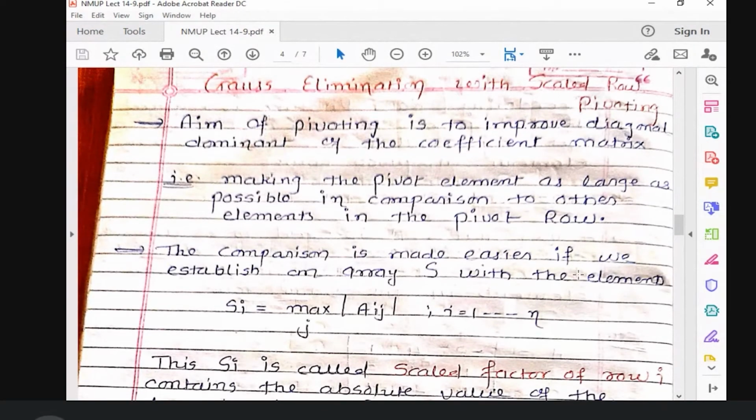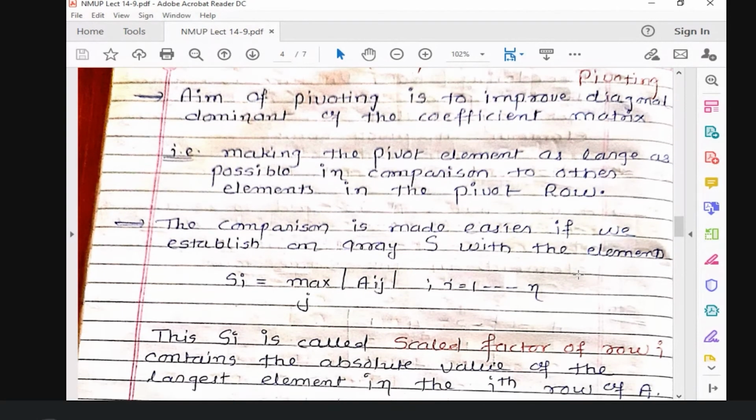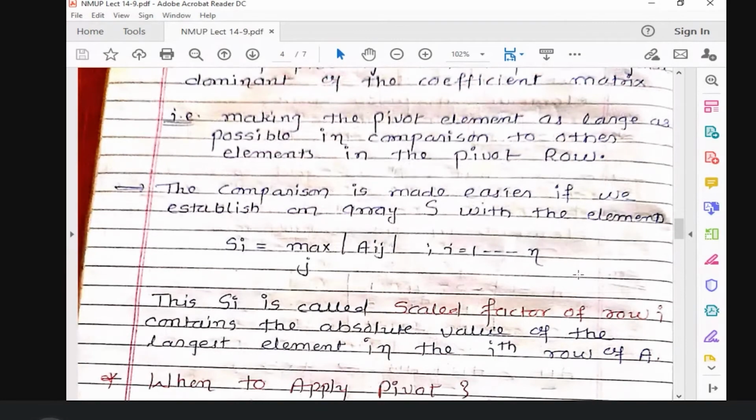What are we doing? We are discussing this Gauss elimination method with the concept of row pivoting. What do we mean by this? We want to make our row pivot element as large as possible in comparison to the other elements in the pivot row. For that, we are using one scale factor variable S of row i. Over here, I have written one formula for how to calculate these scale factors. S of i is the maximum over j of the absolute value of a_ij.